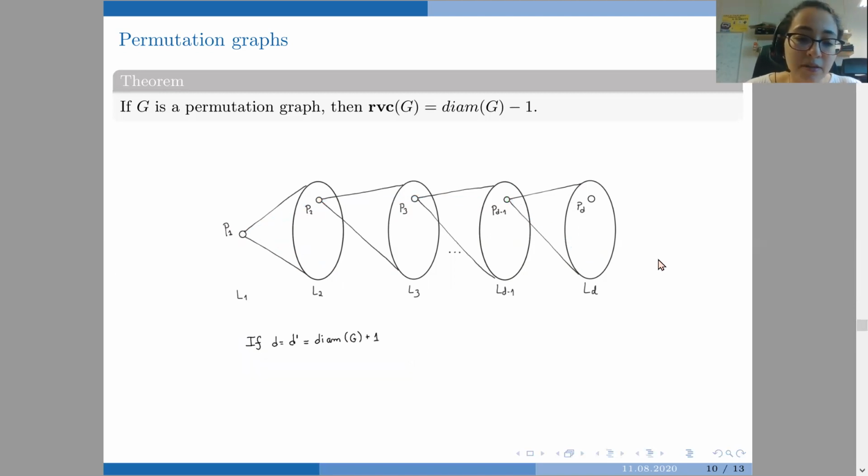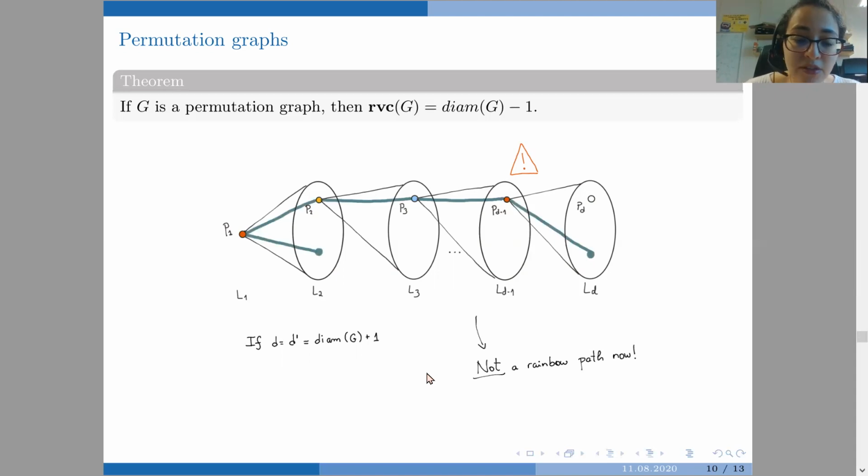So the tricky part is when both paths actually have diameter of G plus 1 vertices. Because in this case, remember, I want to color with diameter of G minus 1 colors, which means that if I want to give colors to the vertices of this path, then two vertices will need to have colors that already appeared previously.